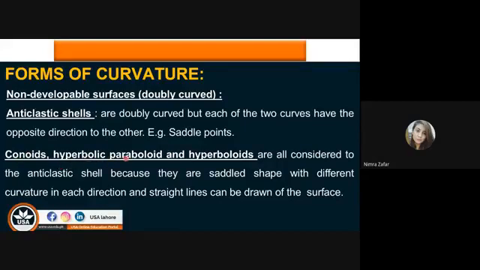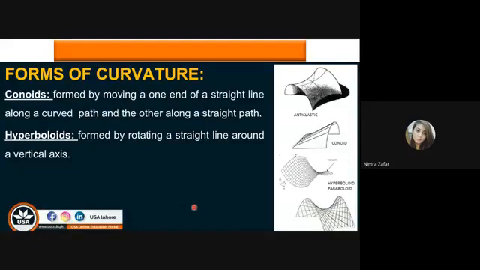Conoids, hyperbolic paraboloids, and hyperboloids are all considered to be anticlastic shells because they have a similar shape with different curvature in each direction, and straight lines can be drawn on the surface. So you can see the example of conoids. Conoids are formed by moving one end of a straight line along a curved path and the other along a straight path. So one end along a straight path and the other along a curved path. So this is a conoid which is anticlastic.